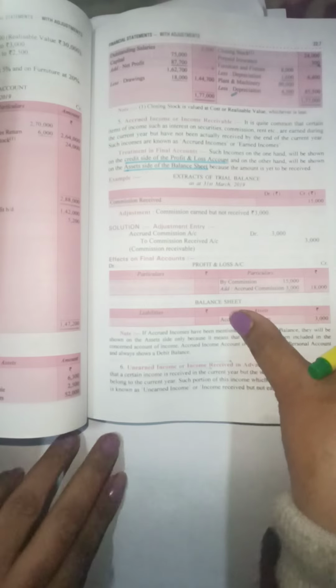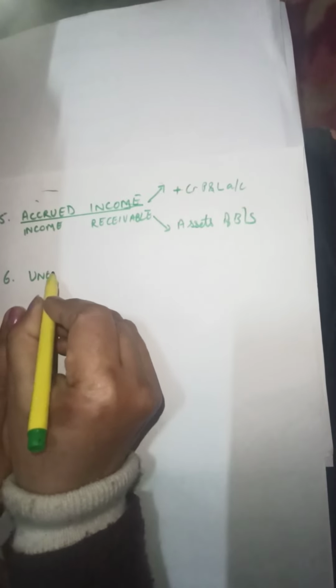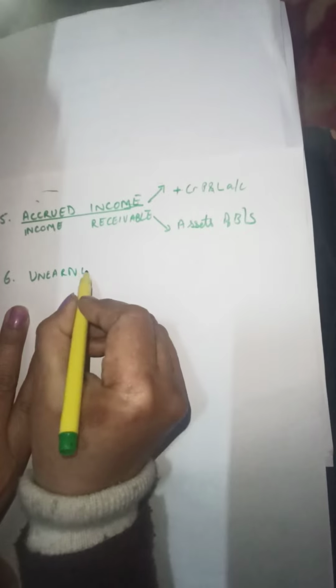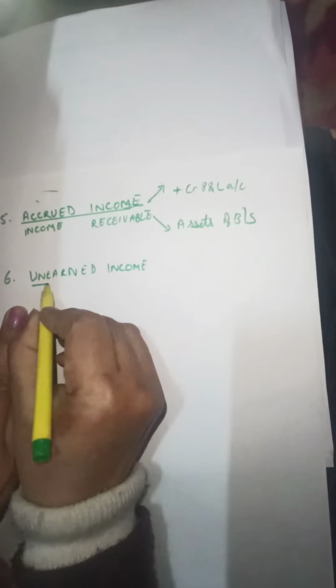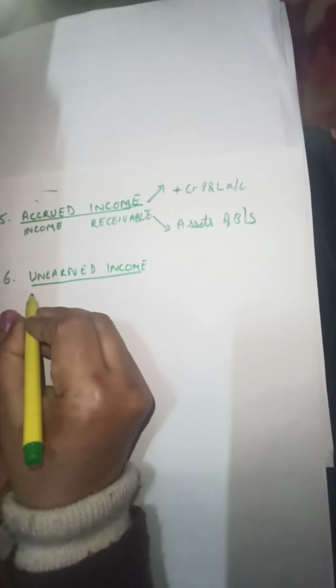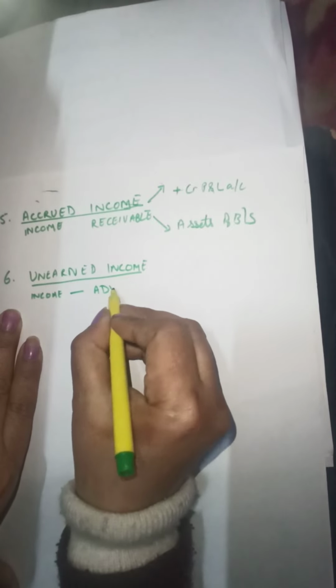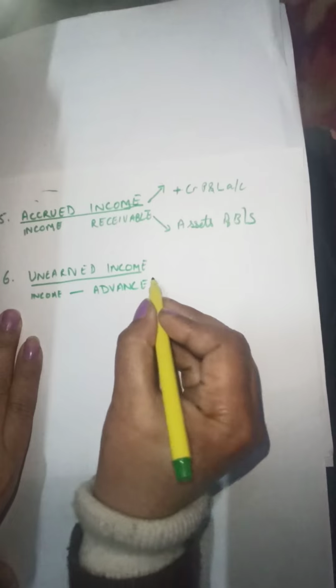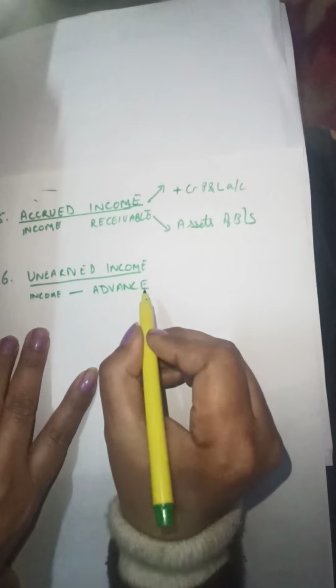Now the next adjustment, the reverse of this. The reverse of this is income that has been received in advance, also called unearned income. Unearned income, or income that has been received in advance. That means it has not yet been generated, not yet been earned.